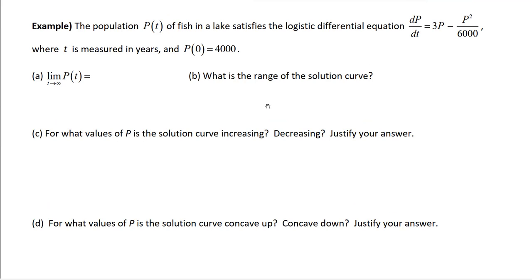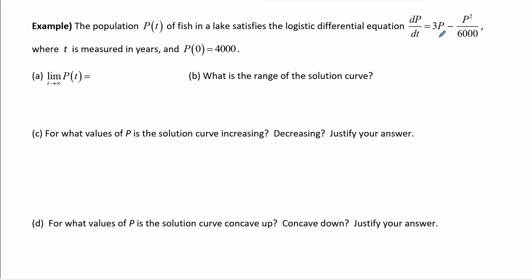This is really how they're going to look. There's not going to be much difference in any of these questions, but you've got to understand some basic things. The population P of t of fish in a lake satisfies the logistic differential equation dP over dt equals 3P minus P squared over 6,000, where t is measured in years and P of 0 is equal to 4,000.